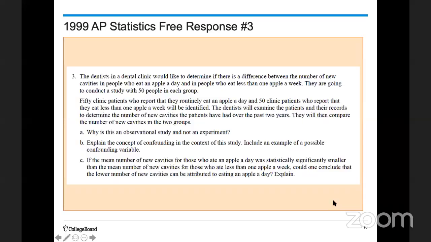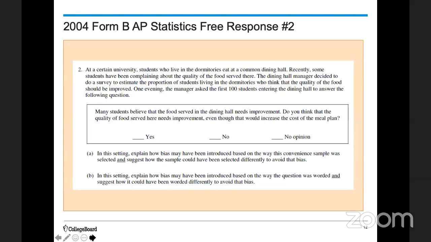Those are three or four free response questions that I found and used over the year, and I tried to pick different problems for different things. I don't think we did this one, but this one is talking about convenience sampling and wording bias. So you might want to go back and, when you're looking at this slide again or looking at the webinar, take a look at this. This is from the 2004 exam.